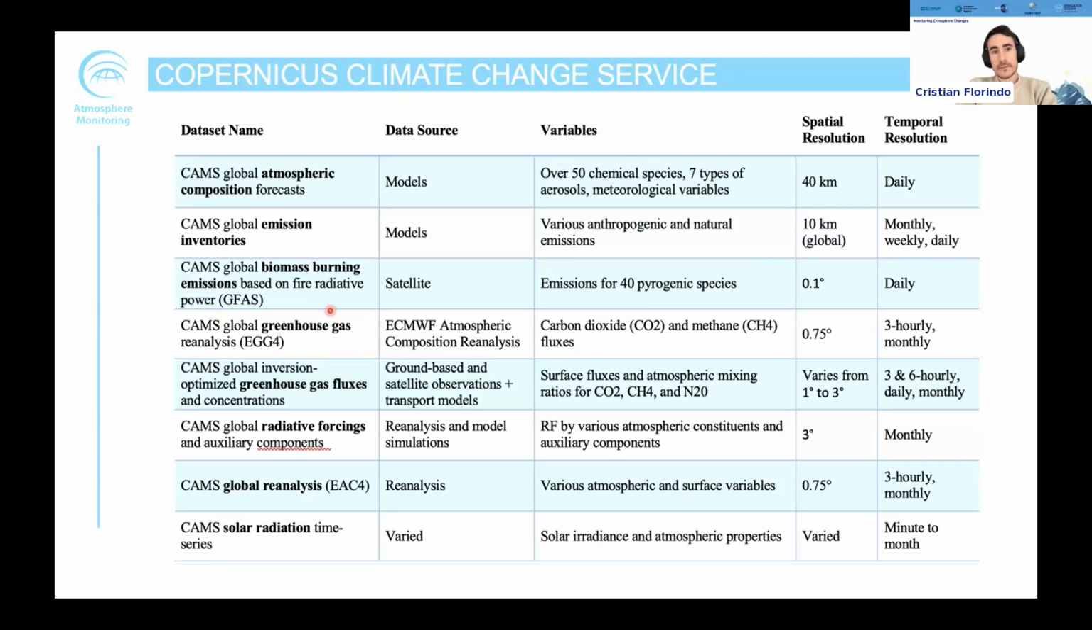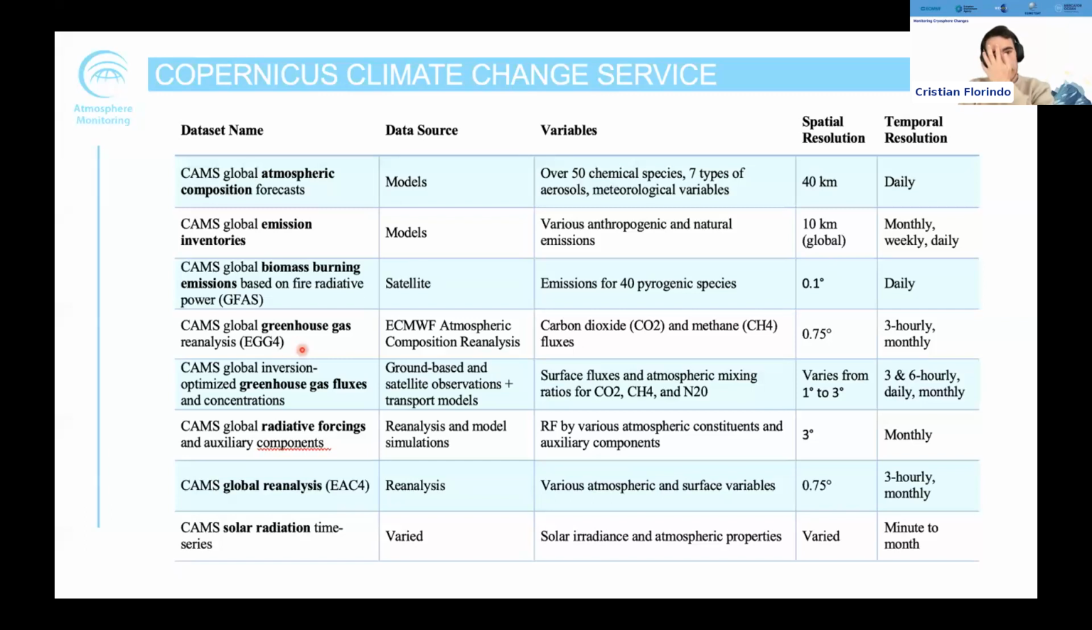In this data set, you can have the biomass burning emissions, so the emissions that have to do with fire and with burning. You've got up to 40 different pyrogenic species, with quite good resolution. Moving on, we also have the EGG4 greenhouse gas reanalysis, containing mostly or principally the variables CO2 and methane. Again, this has quite a high resolution in terms of time.